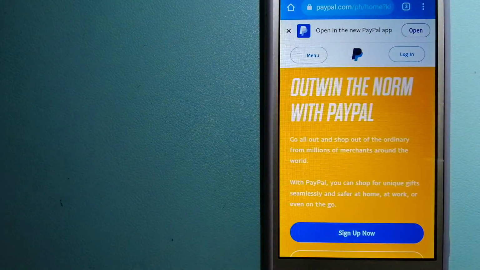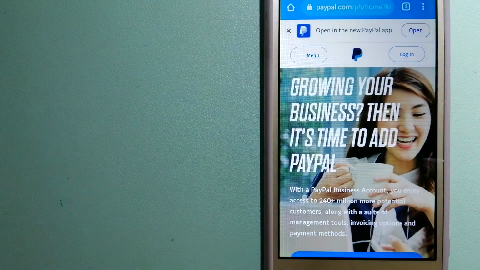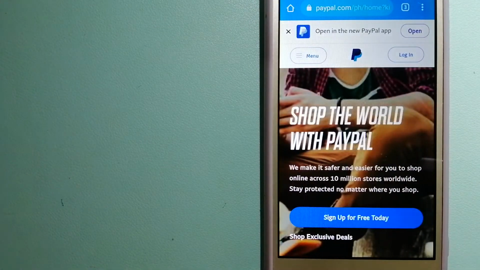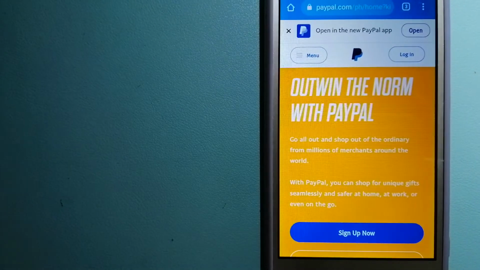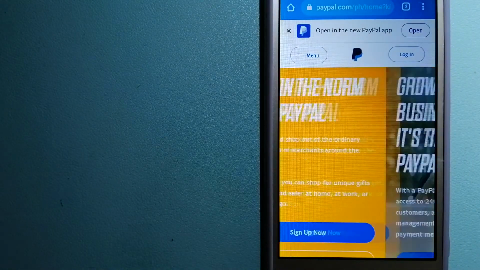PayPal serves as a middleman between your bank and merchants and keeps your payment information secure. You can also use PayPal to securely send money to your friends and your family, as well as to receive money from people.